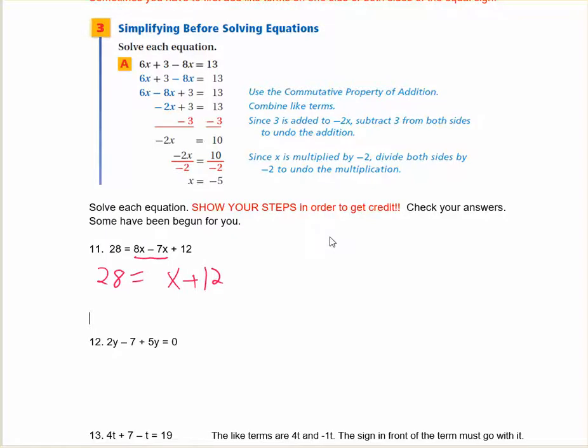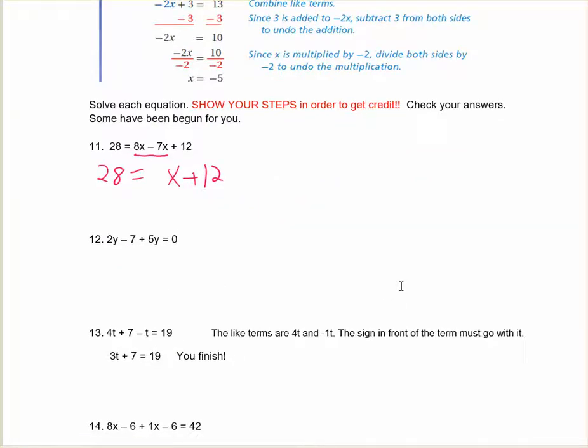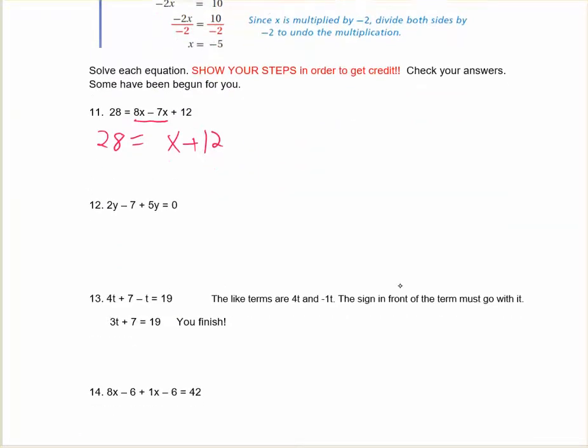In number 12, again, your first step is to combine like terms. The like terms are 2y plus 5y. Make sure that you see that the sign in front of each goes with them. Now, I'm not going to subtract 5y from both sides. I'm just going to combine the like terms that are on one side. So I could rewrite this using the commutative property so that the terms that are the same, the y terms, are next to each other.